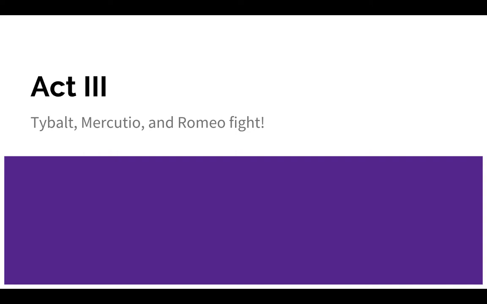Tybalt does kill Mercutio, which then leads Romeo to kill Tybalt. This death is going to cause Romeo to be banished. It's going to cause Juliet's marriage to Paris to be arranged, and it's basically going to lead to the death, ultimately, of Romeo and Juliet. So this is a real turning point. Romeo killing Tybalt is a turning point in the play, and from that point on, everything's working towards, is this going to be a happy ending or is this going to be a sad ending?